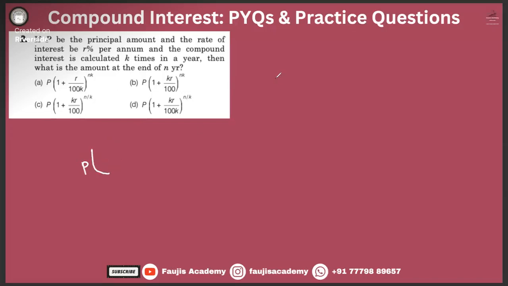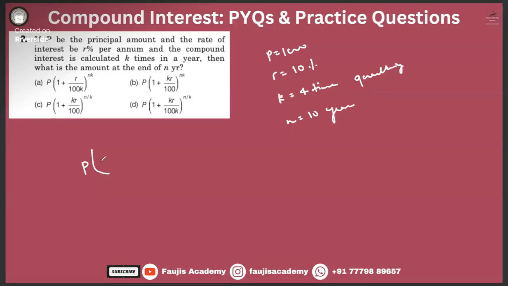Let's say it is quarterly. Let's say P is equal to 1000. R is equal to, let's say, 10%. Compound interest is calculated K times. Let's say K is equal to 4 times. That means quarterly. Compounding quarterly, this is the case. n is, let's say, 10 years, just for the sake of assumption.